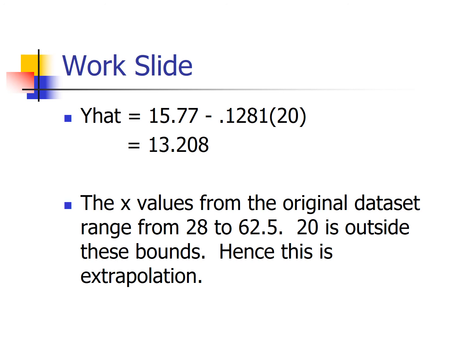Now note that the range of values in our original data set, the smallest x value was 28, you can go confirm that. The largest was 62.5, you can confirm that. Notice 20 is outside of these bounds. Hence, this is extrapolation. Hopefully we see the difference there. Now the extrapolation is probably not too bad here because 20 is not too far from 28. But the farther you get from these bounds, the worse your prediction is going to be. In general, extrapolation is more risky than interpolation. We can maybe imagine why that is.